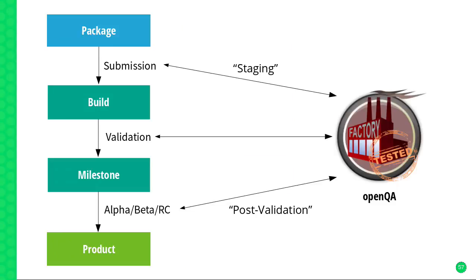So in openQA, we kind of call these various different stages different things. So when the release managers are looking at it before the build, we call that process staging. When QA are looking at it before it becomes a milestone, we call it validation. And then all the additional testing after that, looking into performance regressions, extra deep diving into virtualization and stuff like that, that's typically done post-validation because it takes weeks.